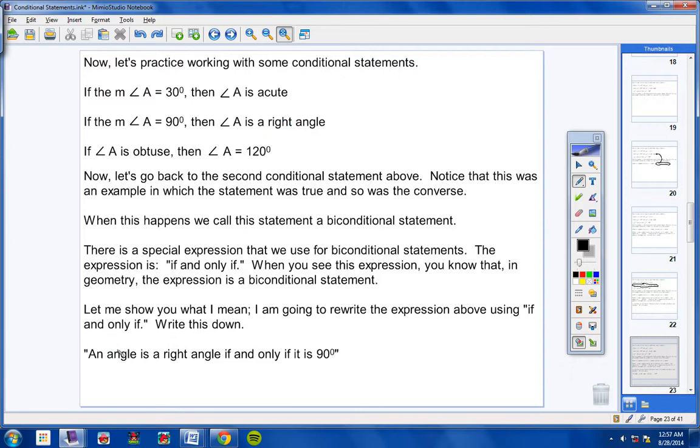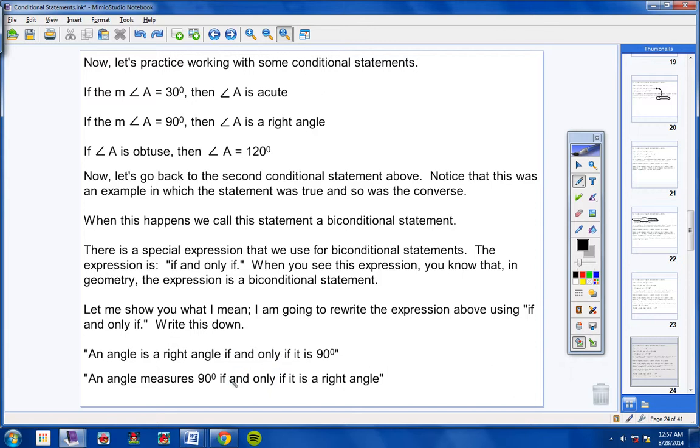So an angle is a right angle, or I could have said angle A, whatever, if and only if it is 90 degrees. Now I'm going to do it again using if and only if, only I'm going to write this part first. Write this statement down here, and then also write this next statement down. An angle measures 90 degrees if and only if it is a right angle. Either one of these two statements is acceptable.